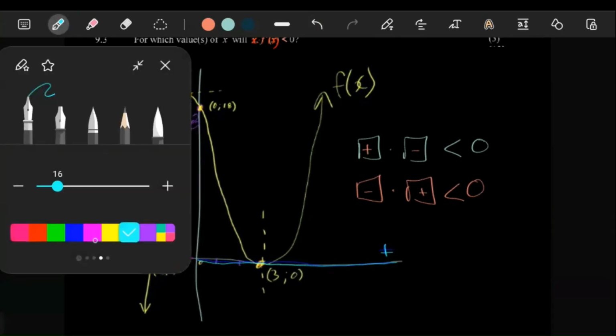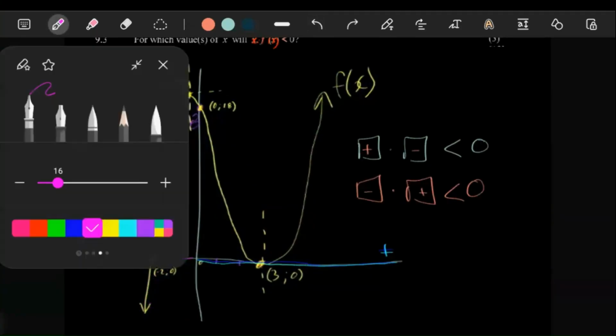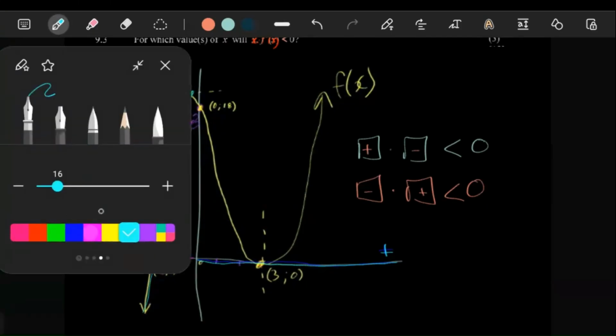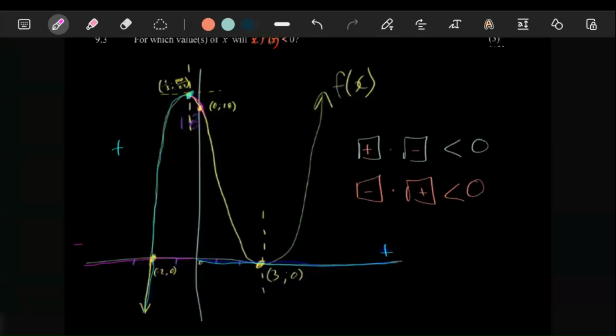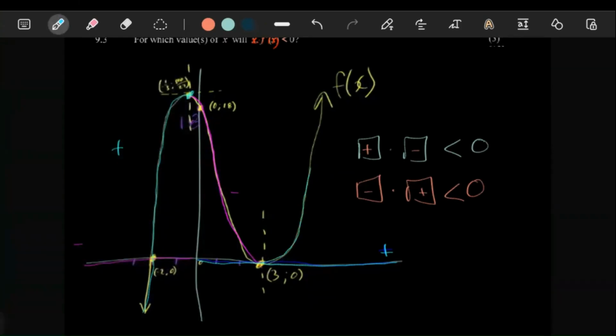Now for the gradients of this graph, as long as you're going upwards, you have positive gradients. As long as you're going up, you have positive gradients until like here. The moment you start coming down, you have negative gradients. You see? And then the moment you start going up again, you have positive gradients.